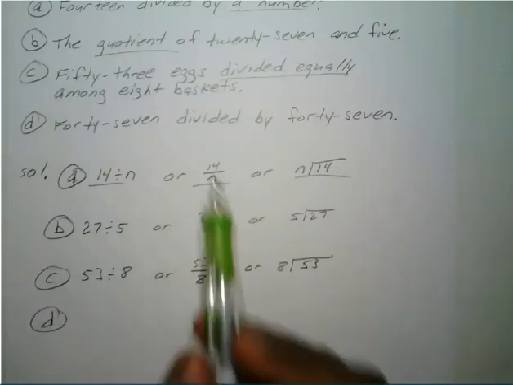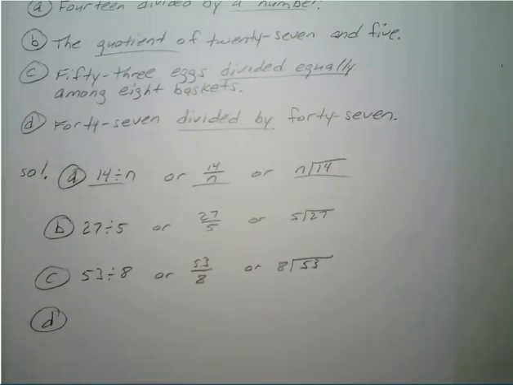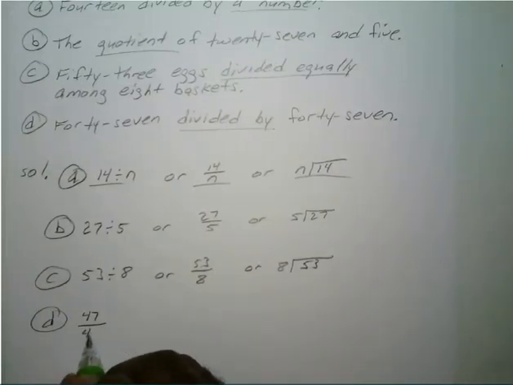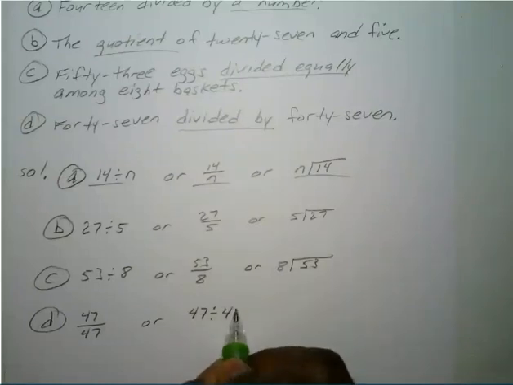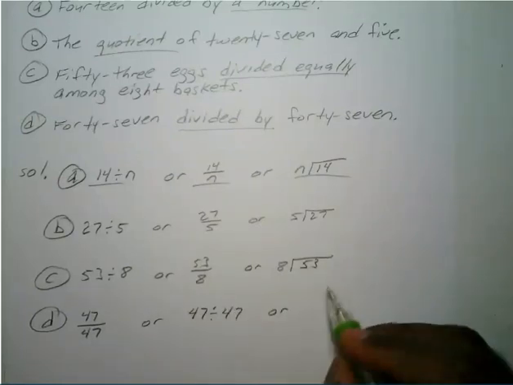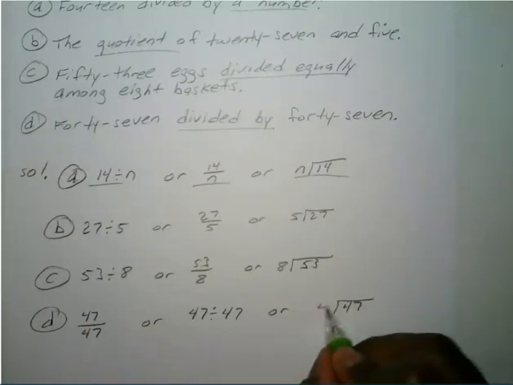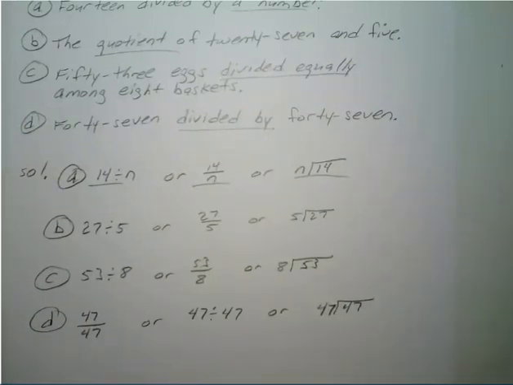Or you have 47 divided by 47. That's 47 divided by 47, written in either form. Either way you write it, you're going to get an answer of 1 for D. All right. So hopefully this all made sense and kind of went smoothly, and I will see you on the next video.